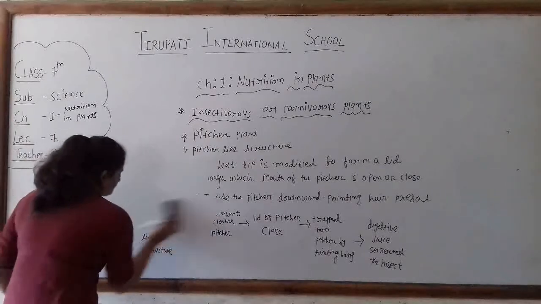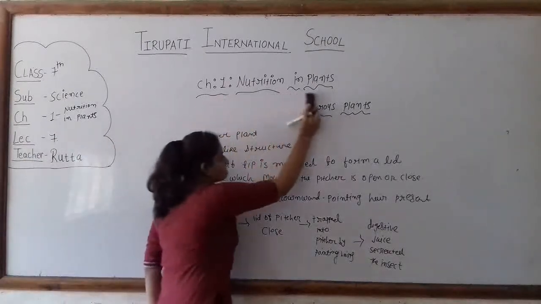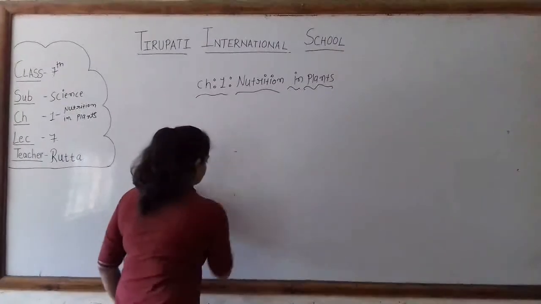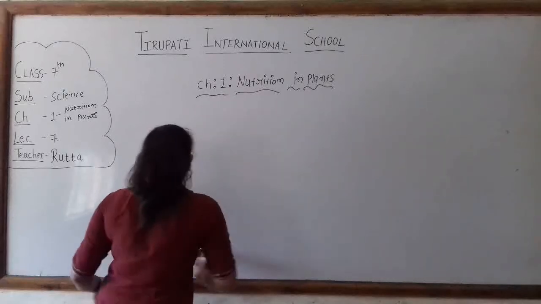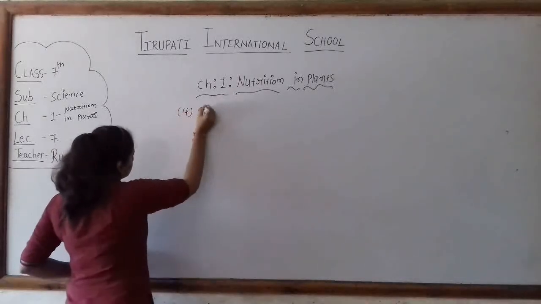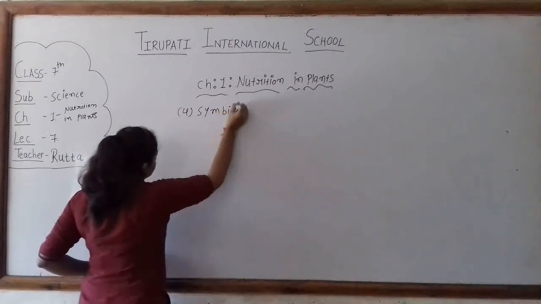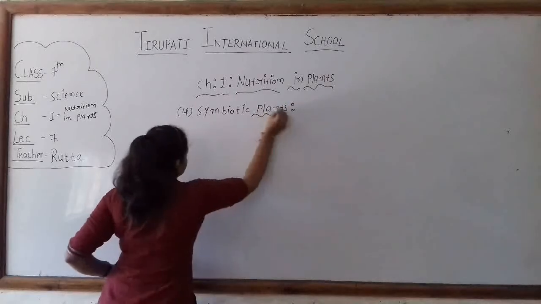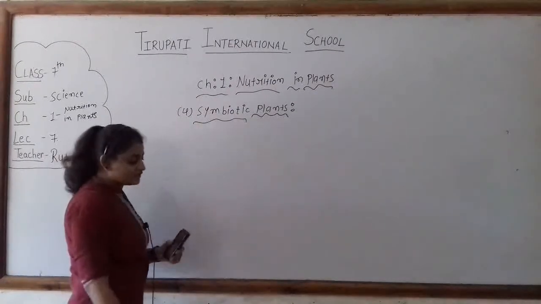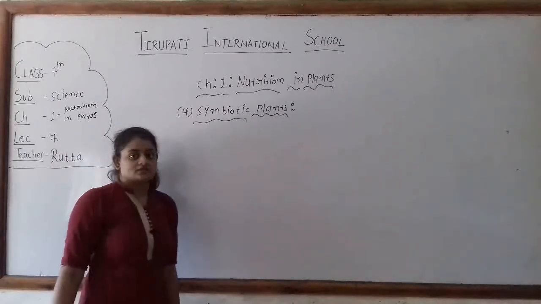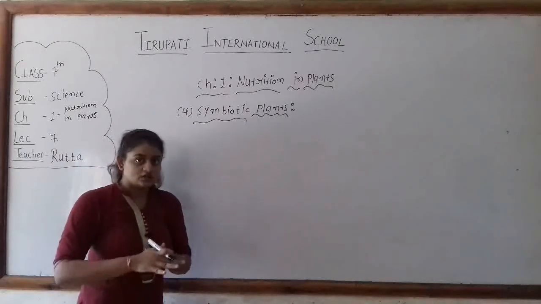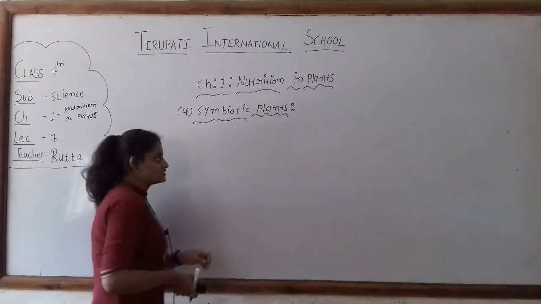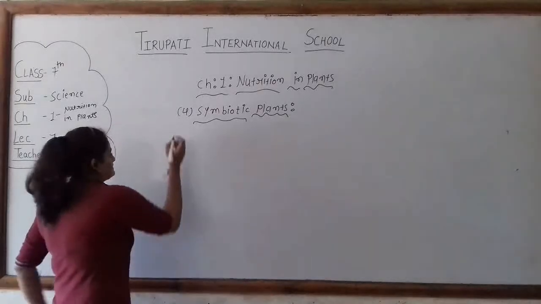Our fourth type is symbiotic plants. The fourth category is symbiotic plants. Symbiotic means two organisms which live with each other and share their food and shelter. They are known as symbiotic plants. So the definition has been given like this.